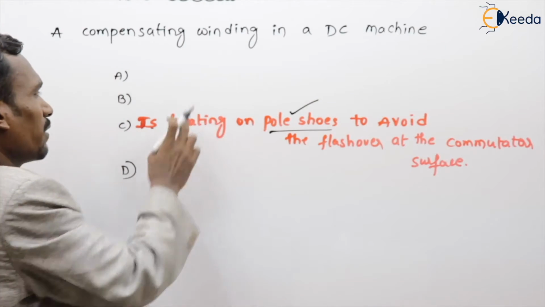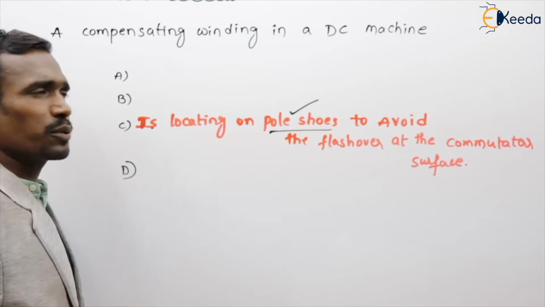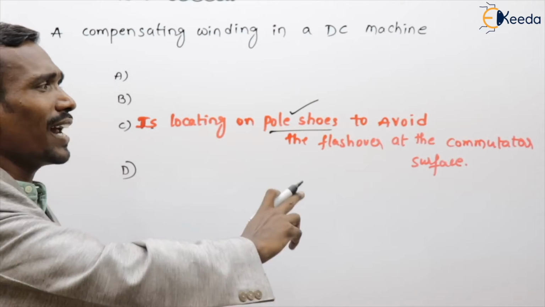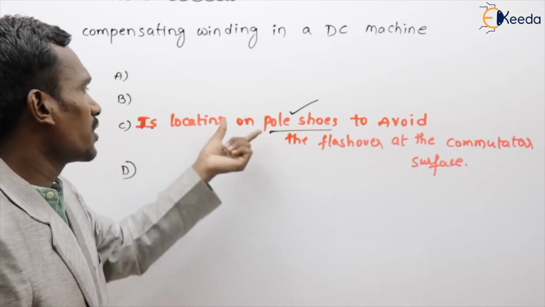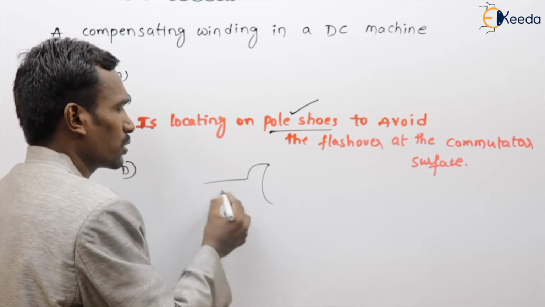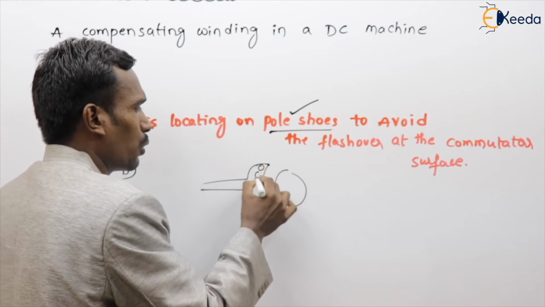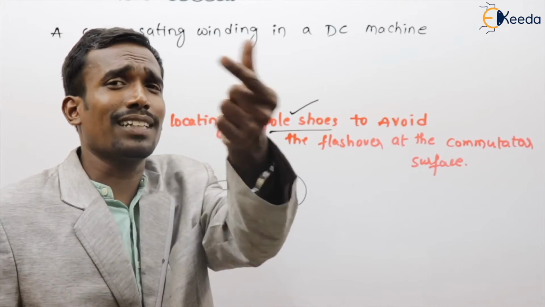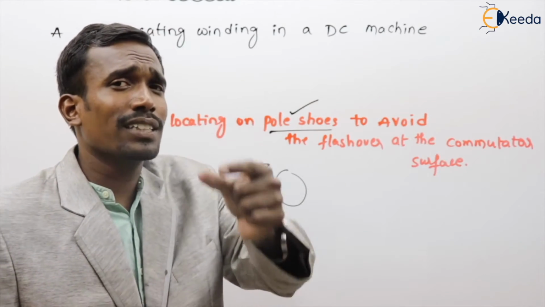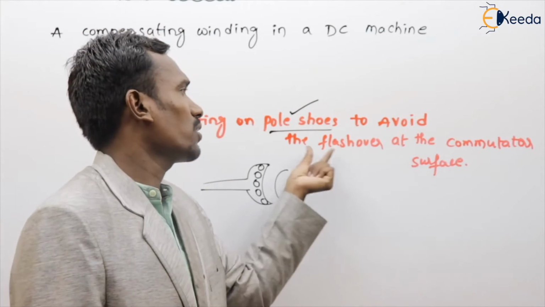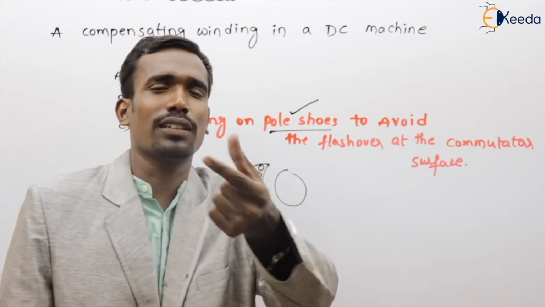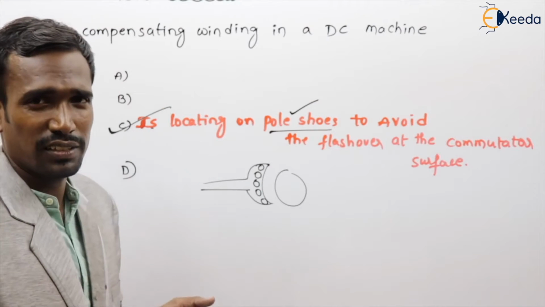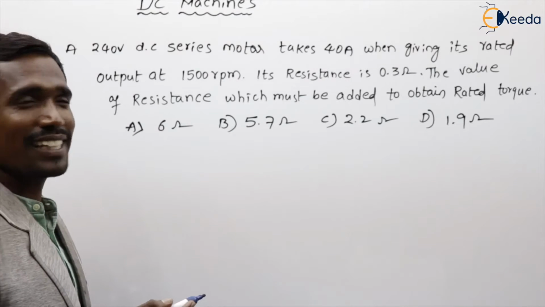So generally here we have 4 options. In that, the third option is locating on pole shoes to avoid the flashover at the commutator surface. Nothing but generally it is placed under pole shoes. Placing under pole shoes to avoid the cross magnetization effect, or to avoid the sparking in commutation, or to avoid the flashover at the commutator surface is the 100% correct answer. Right? What is the next question?